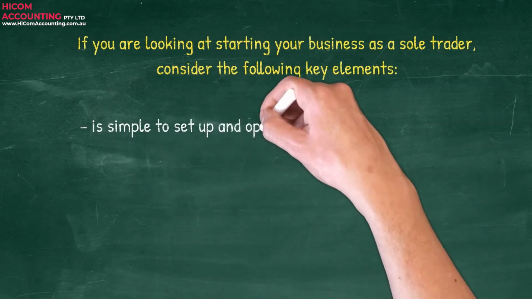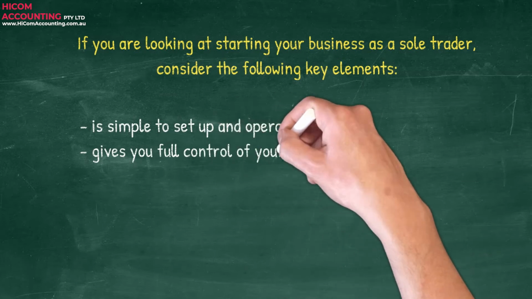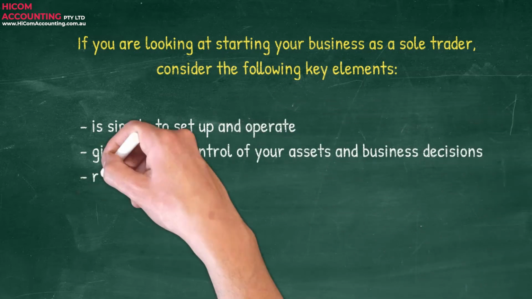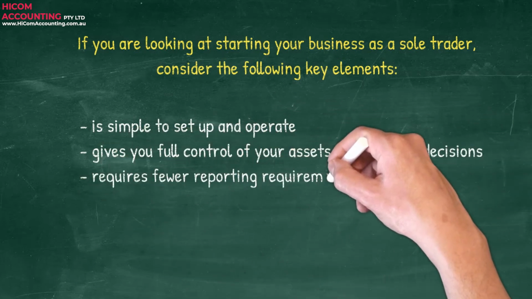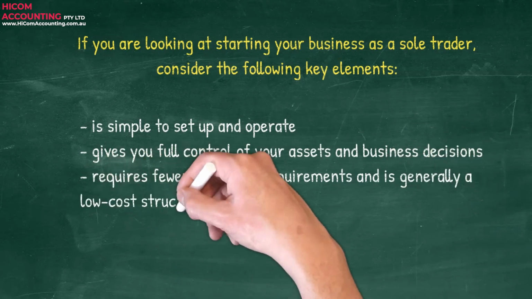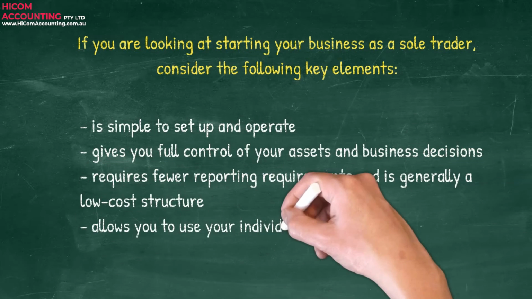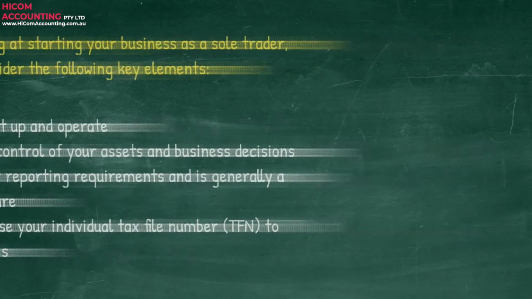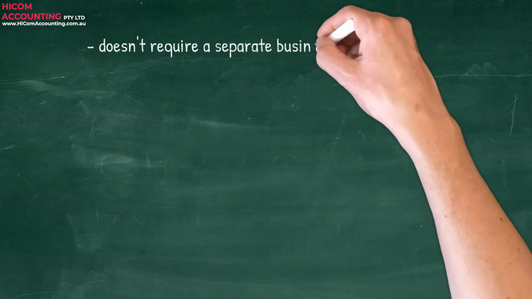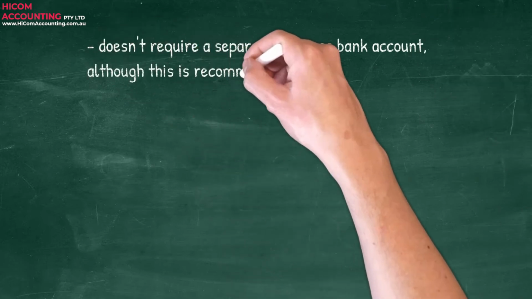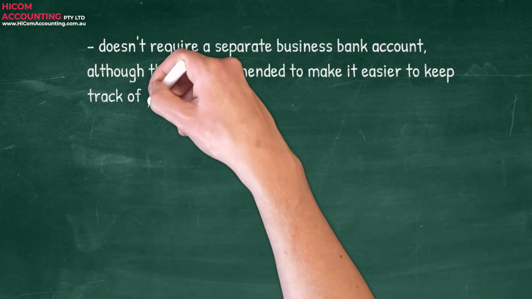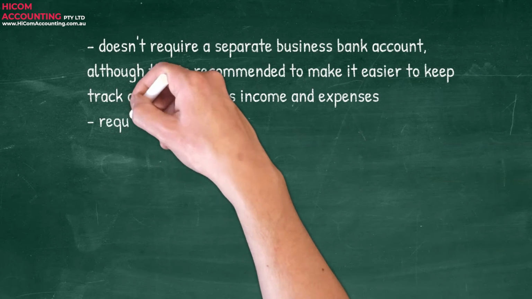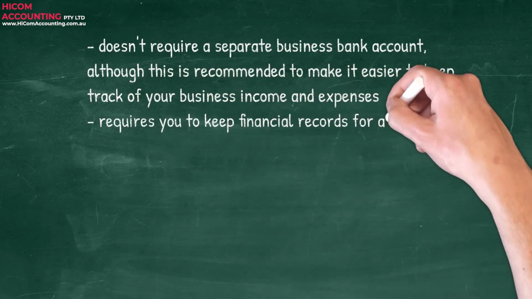It is simple to set up and operate. It gives you full control of your assets and business decisions. It requires fewer reporting requirements and is generally a low-cost structure. It allows you to use your individual tax file number, TFN, to lodge tax returns. It doesn't require a separate business bank account, although this is recommended to make it easier to keep track of your business income and expenses. It requires you to keep financial records for at least 5 years.